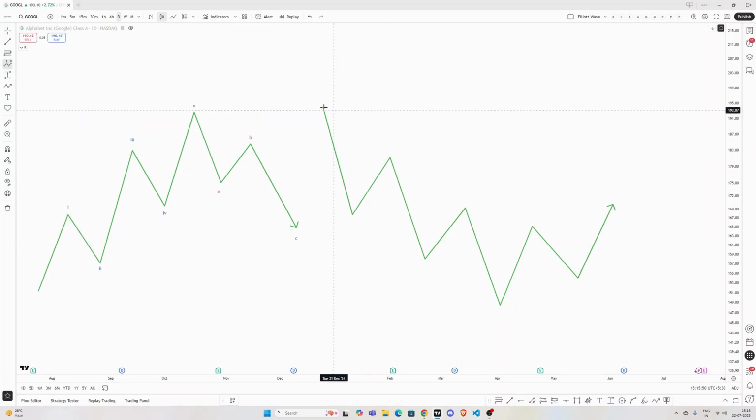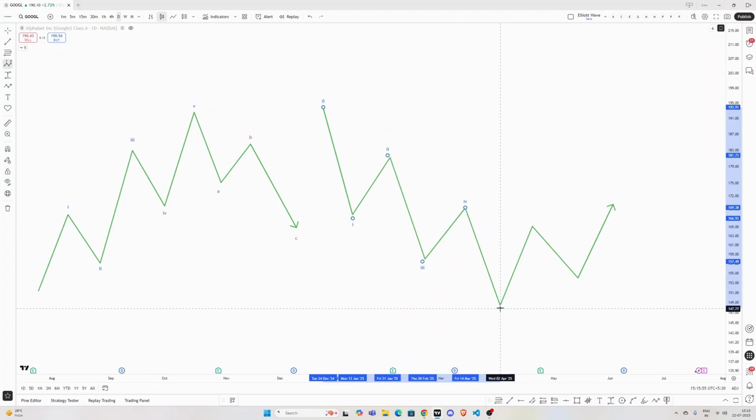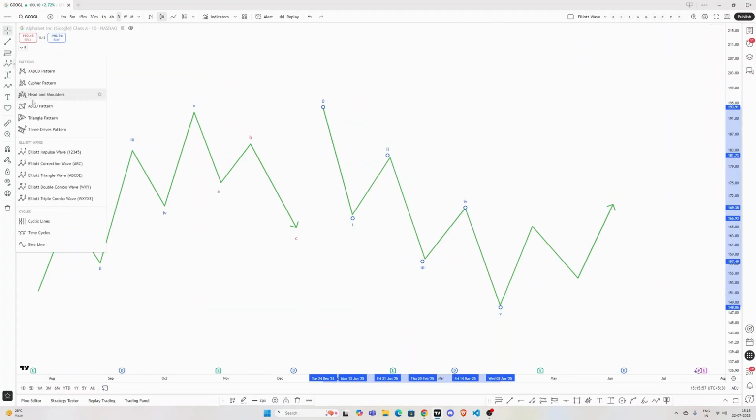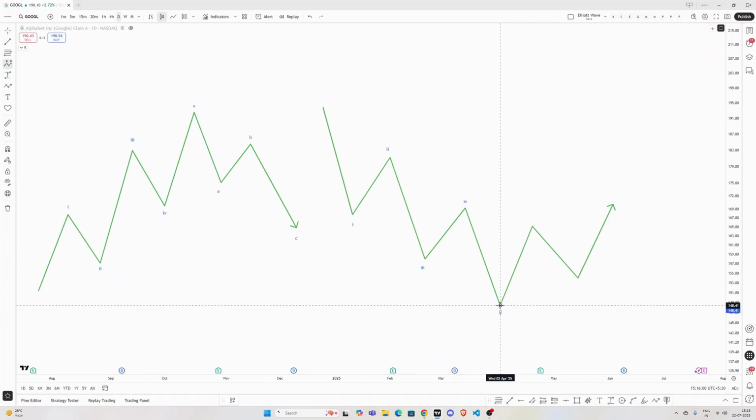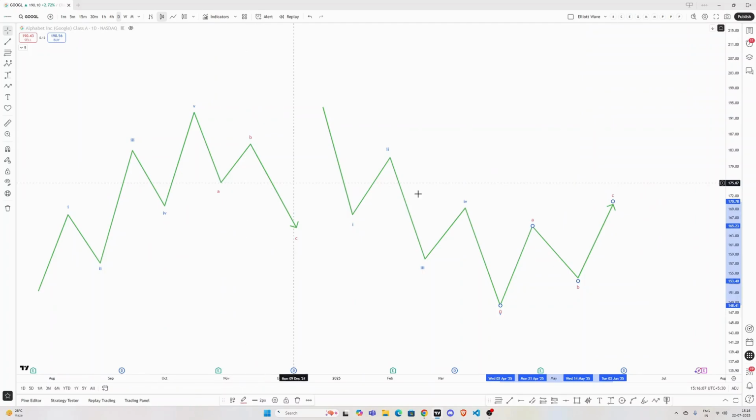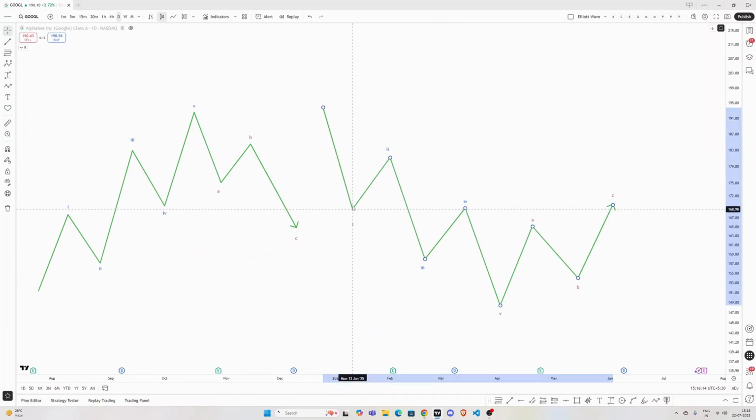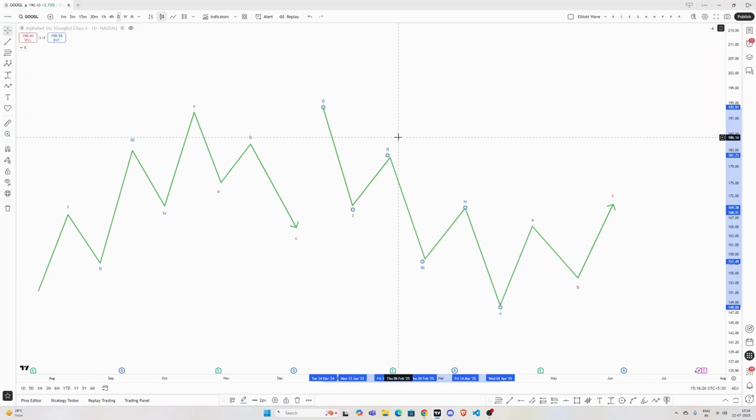The same thing is applicable in a downtrend case. This is 1, 2, 3, 4, 5 in the primary direction and ABC in the counter trend direction. And the same three rules that we discussed here are applicable in a downtrend as well. 3 cannot be shortest, wave 1 and 4 should not overlap, and wave 2 cannot retrace beyond the origin of wave 1, right? So these are the rules for identifying a valid Elliott wave structure.